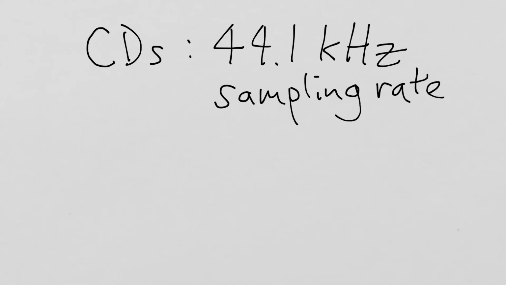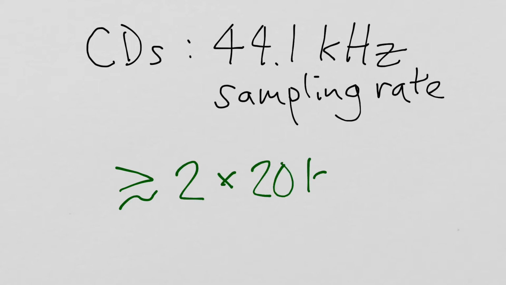So why do audio CDs have a sampling rate of 44.1 kilohertz? What's so special about that number? Well, 44.1 kilohertz is a little bigger than 2 times 20 kilohertz. And it turns out that 20 kilohertz is at the upper limit of frequencies that humans can hear.